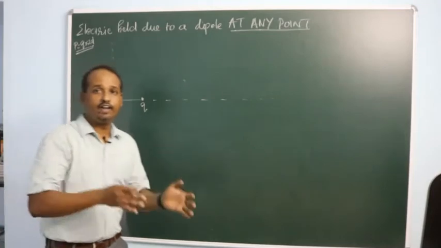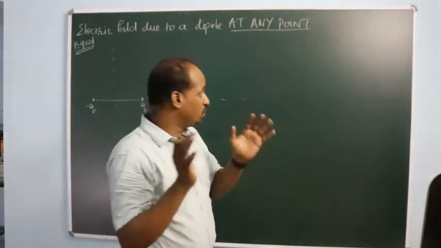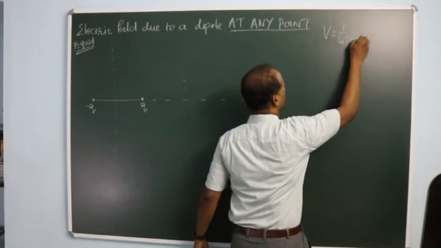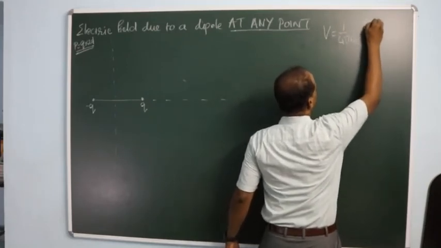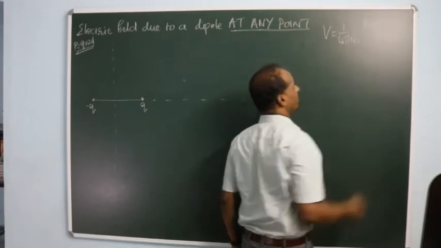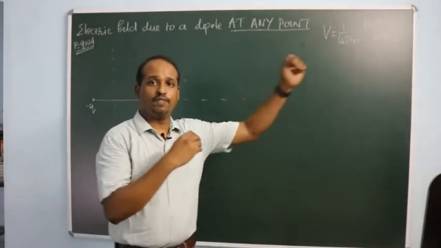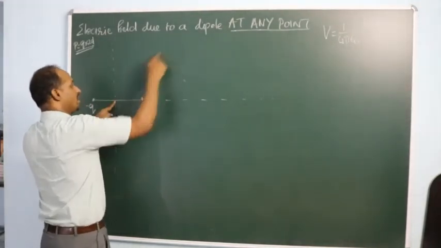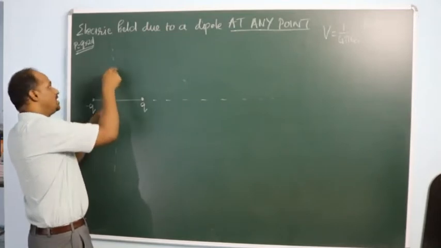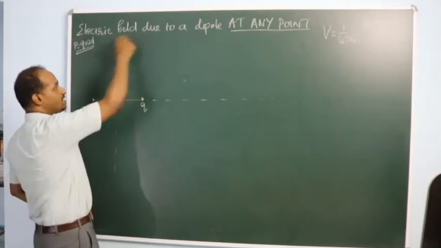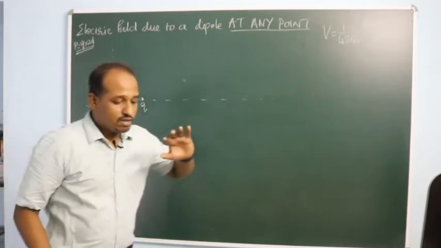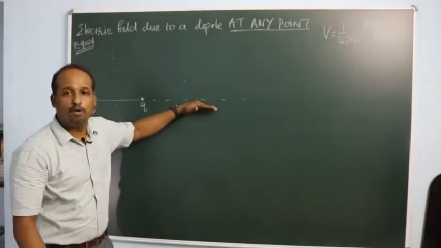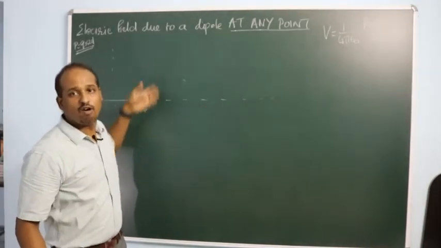not at any point. But our derivation of electric potential was more general, because the electric potential is 1 by 4 pi epsilon naught into P cos theta by r square. That was the definition. So if there is a point up here, you just need to connect that point by a straight line that gives an angle. When you change the angle, it will answer for the electric potential at any point. So our derivation of electric potential was more general, but the electric field due to a dipole was very specific, either on the axial line or on the equatorial point.